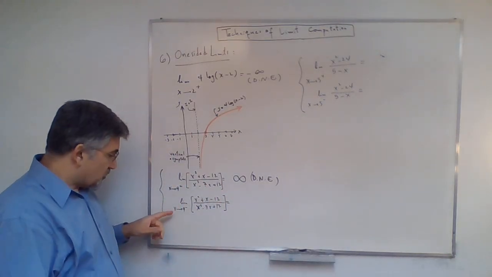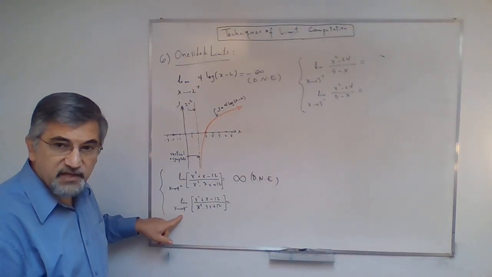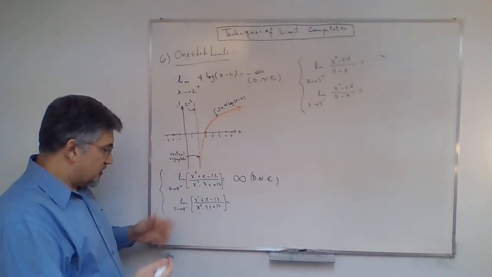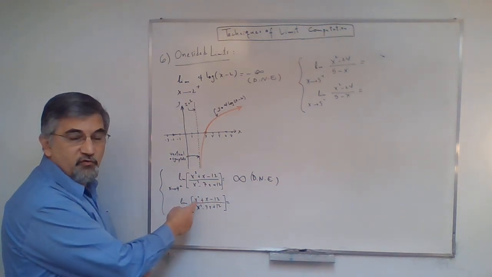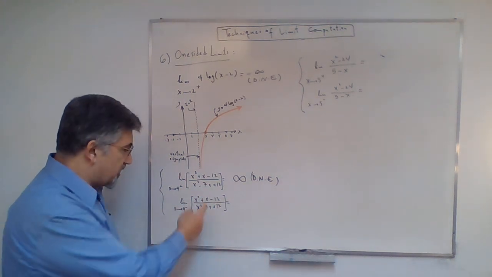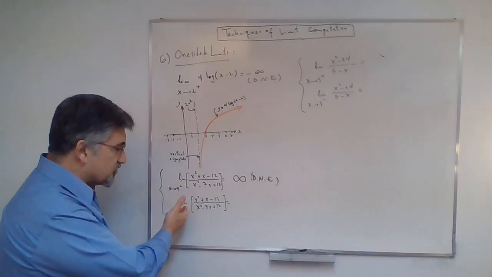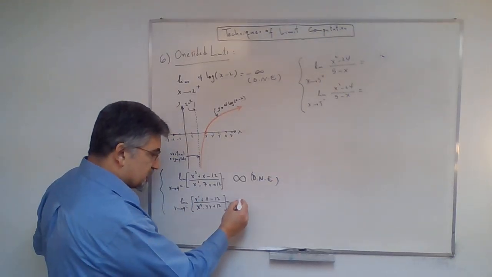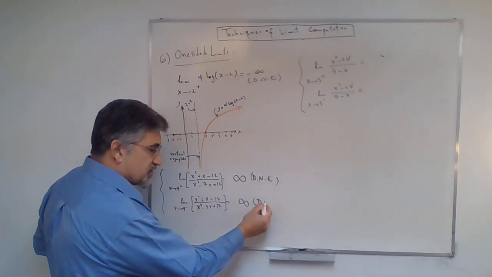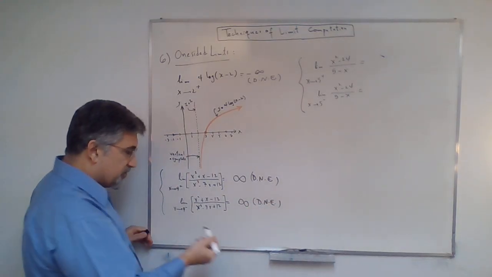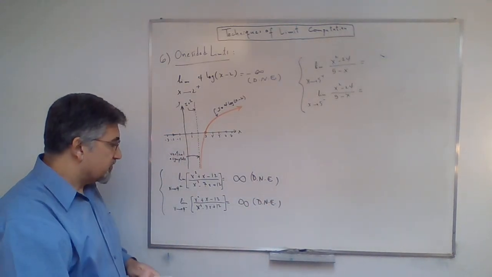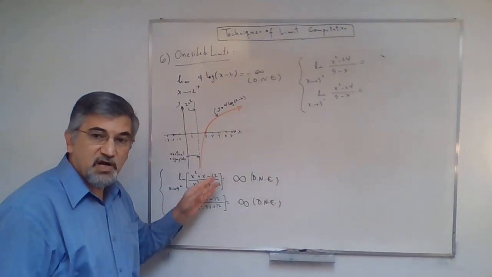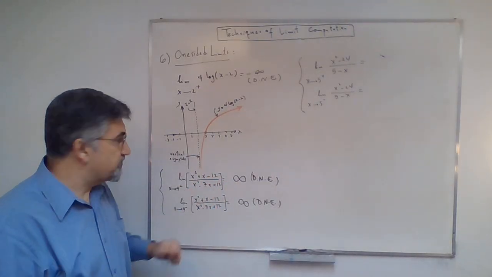Even if x approaches 4 from the left-hand side, as you see here, again the numerator approaches 16 plus 4, which is 20, minus 12, which is 8. So again the numerator approaches 8, but the denominator approaches 0. So again the answer is infinity, and again we say the limit does not exist. But we want to find if this infinity is positive infinity or negative infinity.